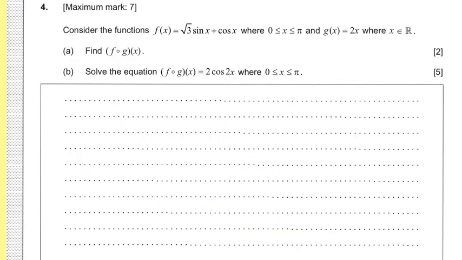In this question, we've got two functions. f of x is root 3 sine x plus cos x between 0 and pi, and g of x is equal to 2x, where x can be any real number. Find f of g of x. Well, f of g of x means you substitute g into f. So therefore, we get root 3 sine 2x plus cos 2x.